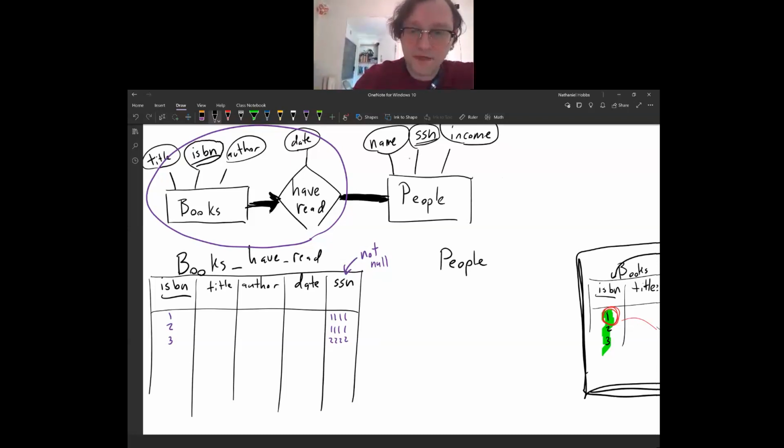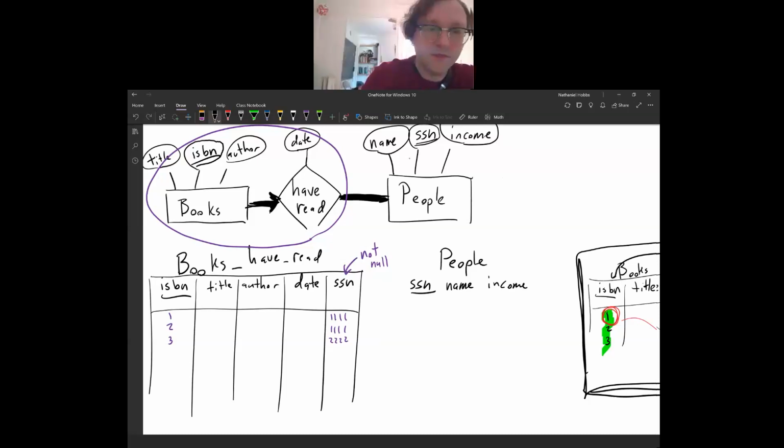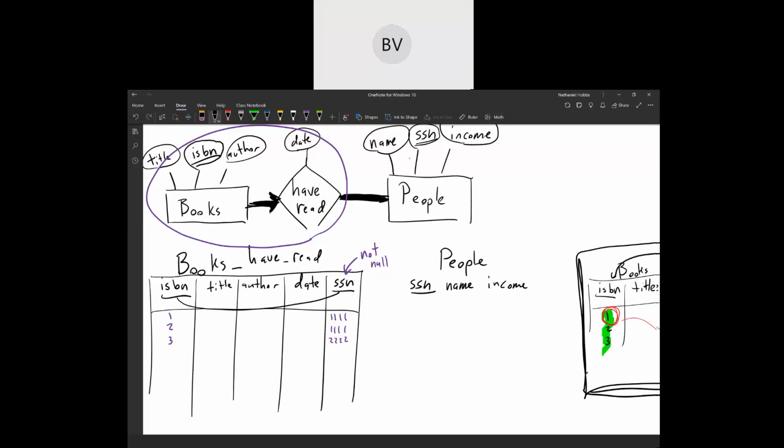Quick question. Yes. If it was a compound key between ISBN and SSN, wouldn't those rows not conflict? If it was a compound key, you mean like this? Yeah. So like it'd be the 1 and then the 1 1 whatever, and then the 2 and the 1 1 1. Since they're two unique combinations, wouldn't that not conflict? Yeah, sure.